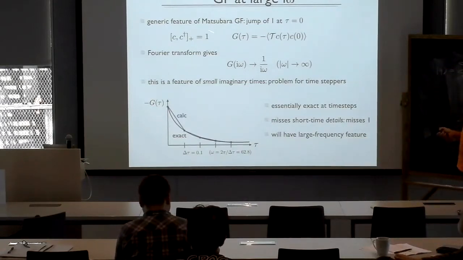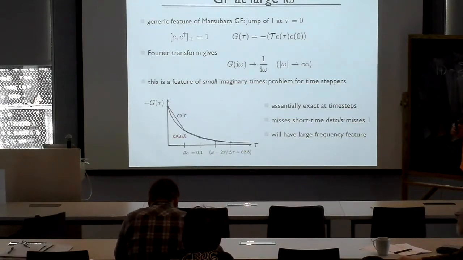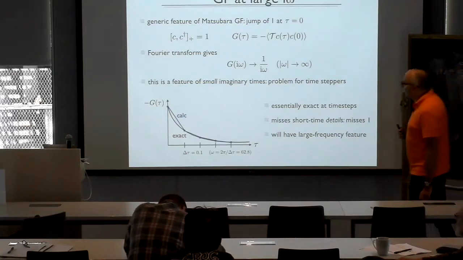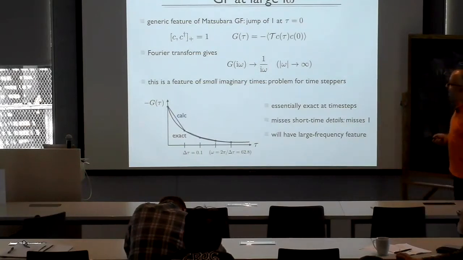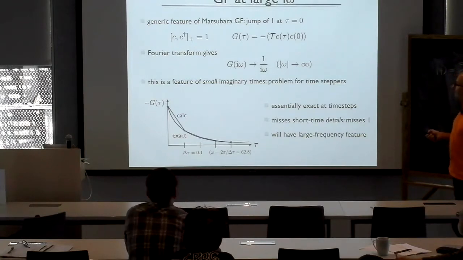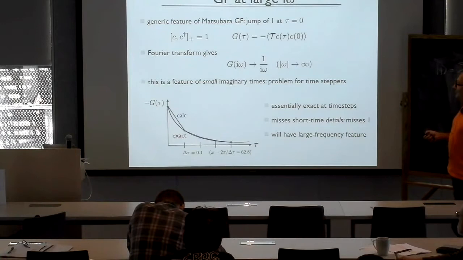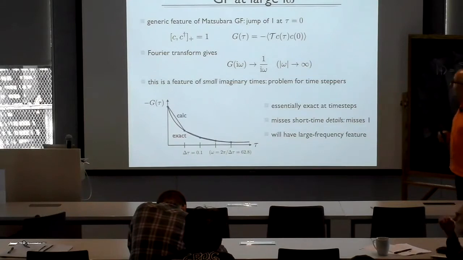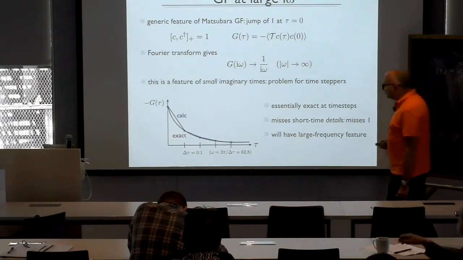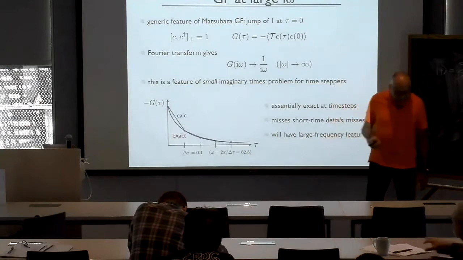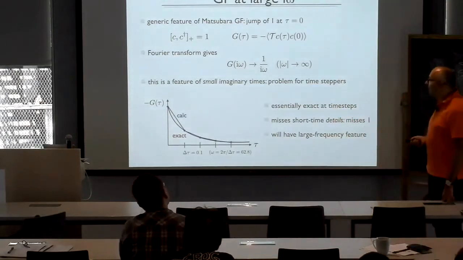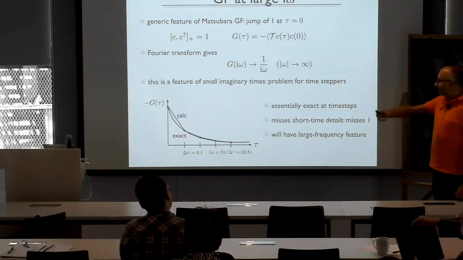Well, it's the very fundamental thing that the anti-commutator and the definition of the Green's function with the time ordering conspire to have a jump of 1 at tau equals 0. And if you Fourier transform that, that will result in the Green's function at large frequencies being exactly like 1 over i omega. And this is obviously a feature of small times. And this immediately presents a problem for DMRG time evolution because it's usually done in the form of time steppers. You calculate little time steps.